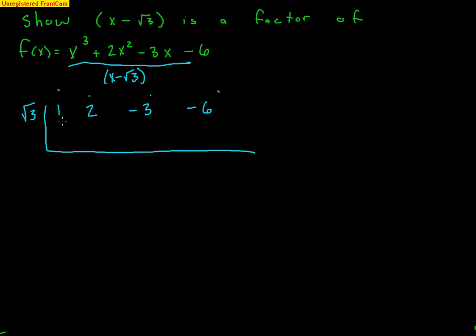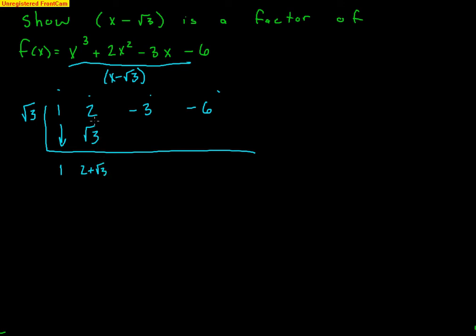Now this is going to get a little bit ugly, but everything will work out in the end. Remember, I'm looking to get a remainder of 0. So go nice and slow here and show your work. Drop down the 1. That's easy. Radical 3 times 1 is radical 3. So far, so good. When I add the column, though, I can't add 2 and radical 3, so I'm just going to have to write down 2 plus radical 3. That's all I could do.